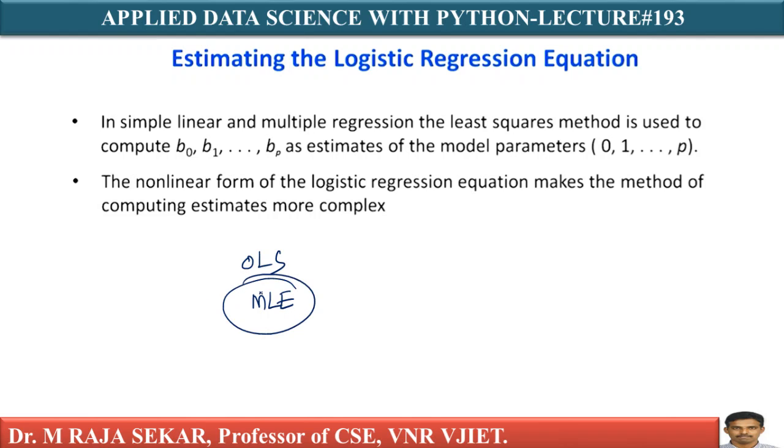What is this MLE? I will discuss it in future classes. For the time being, understand that maximum likelihood estimation is useful to estimate our population parameters, beta naught, beta 1, and so on, beta p, with the help of sample parameters B0, B1, BP. That's what it says. The nonlinear form of the logistic regression equation makes the method of computing estimates more complex. So as it is more complex, which one I have to use? I must use the maximum likelihood estimation method.